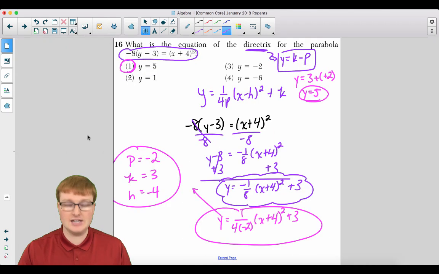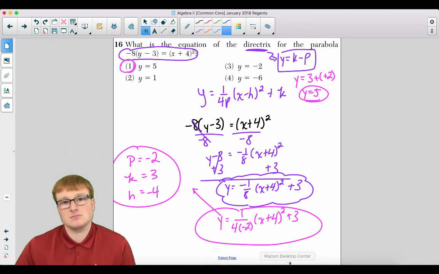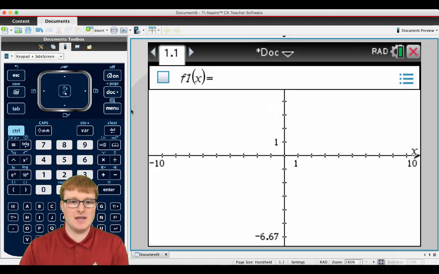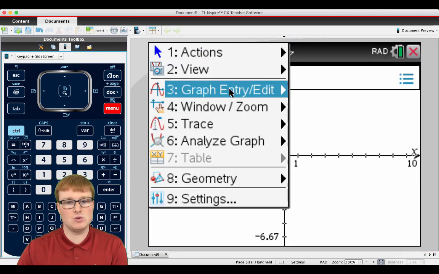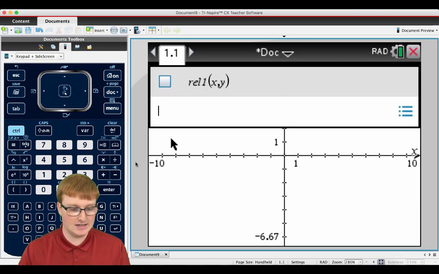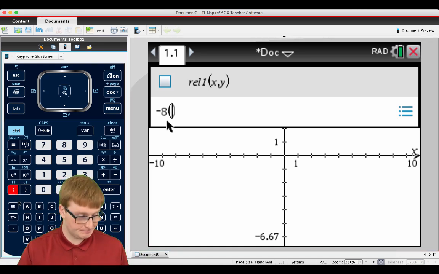Now, let's just say you forgot most of that stuff. No big deal. Go to your graphing calculator. Go to your graph page. Go to menu. Go to graph entry edit and go to relation. Make sure that your calculator is updated as much as possible because some of you might not have it. You might have a really outdated 2-year-old calculator that hasn't been updated since. So make sure that you have that relation button. And I'm literally going to type in exactly what I see on the paper.